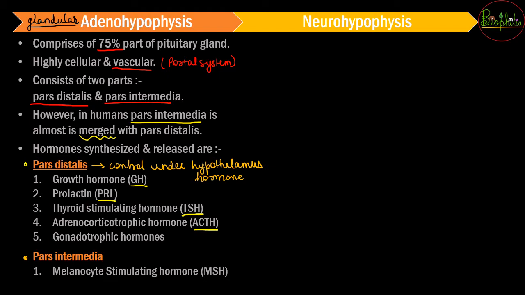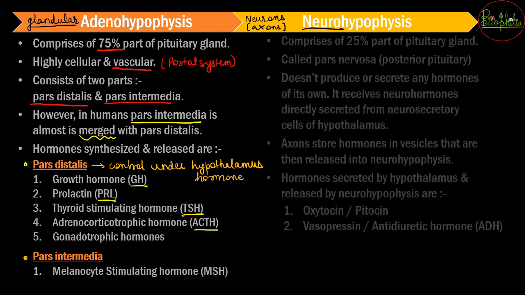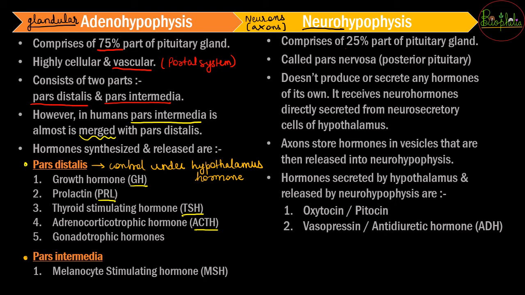Now the neurohypophysis. Neuro is going to be related somewhere to neurons. Here we are talking only of the axons that will be extending down into this neurohypophysis. The neurohypophysis will be 25% of the pituitary gland. Just as the adenohypophysis had two parts, pars distalis and pars intermedia, similarly the neurohypophysis will also be called pars nervosa or the posterior pituitary.